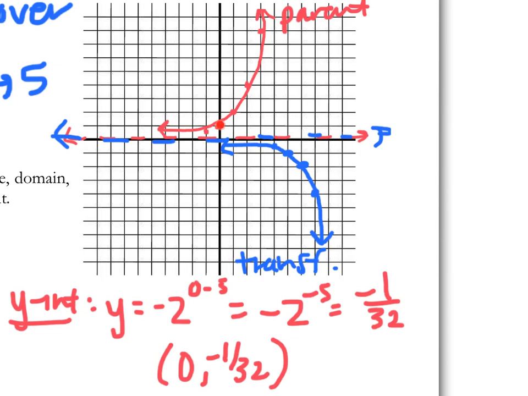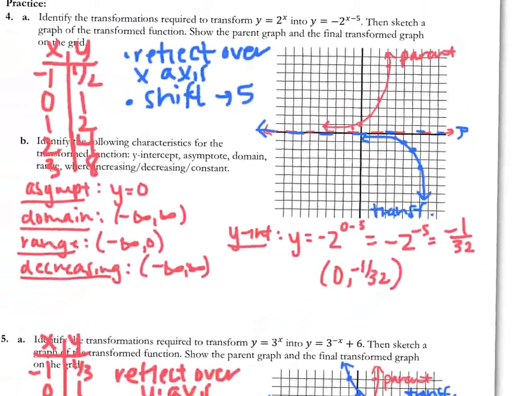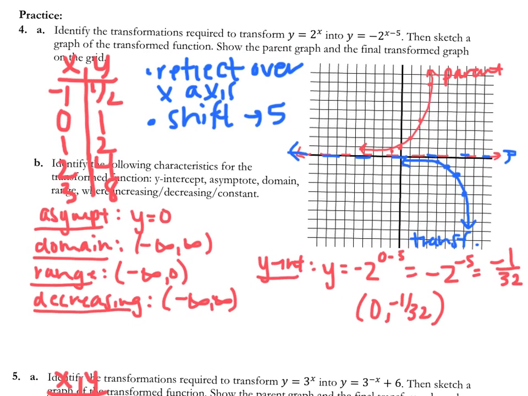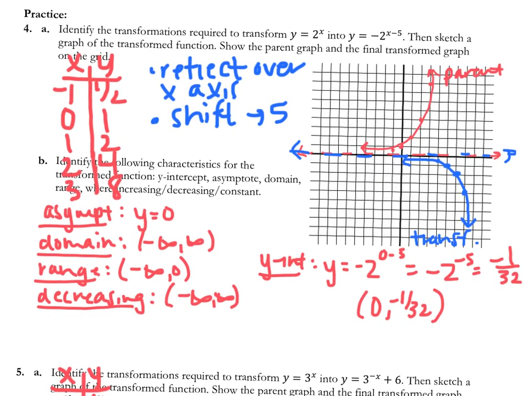And this point, reflect over the x-axis, comes down here, right 1, 2, 3, 4, 5. So that gives you your transformed graph, and then you can just fill in the characteristics. So for this one, the reflection and the shift right didn't actually impact the asymptote. That stayed the way it is. And we know that the domain for any exponential function is going to be all real numbers.